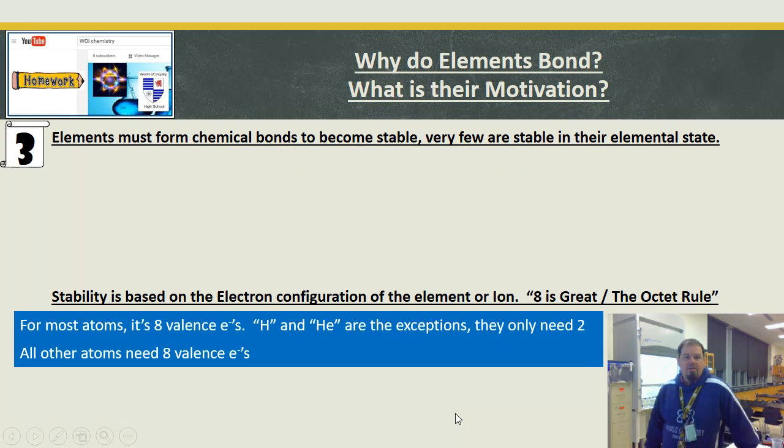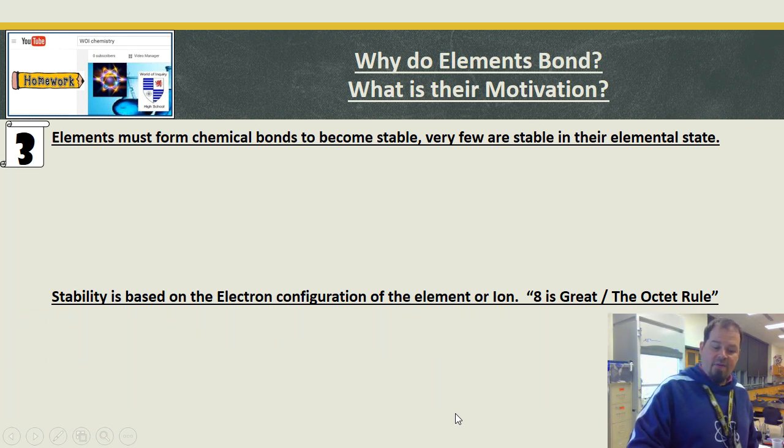Okay, and basically what happens is everybody wants to be a noble gas. Everybody wants 8 valence electrons, except for hydrogen and helium, which can only hold 2. They have a duet instead of an octet. Otherwise, 8 is great, and we're always looking for 8 to be satisfied.